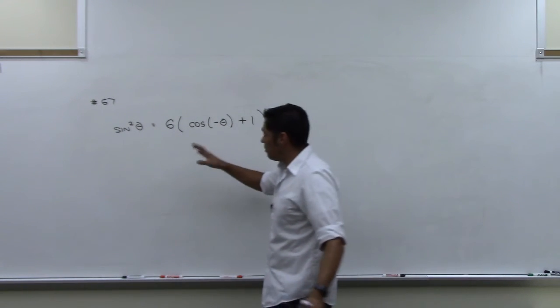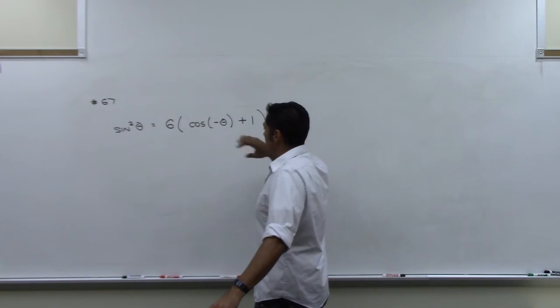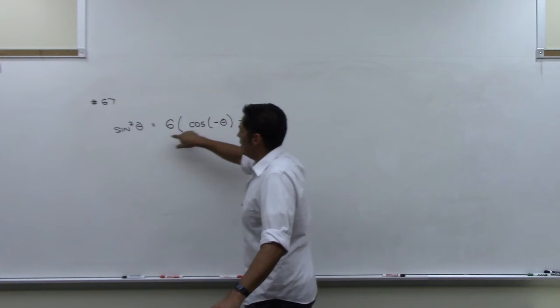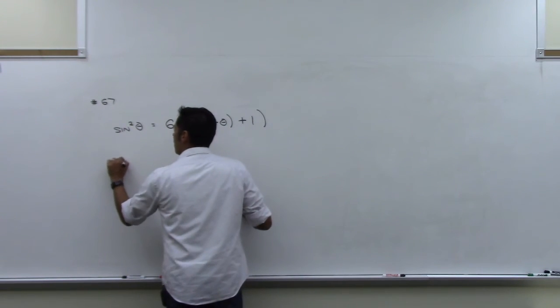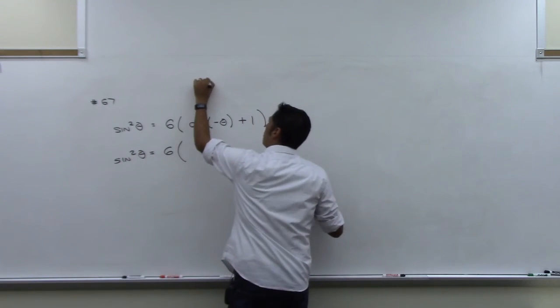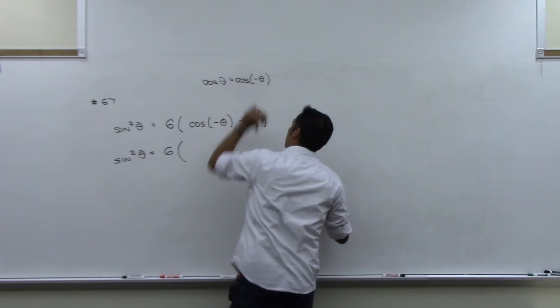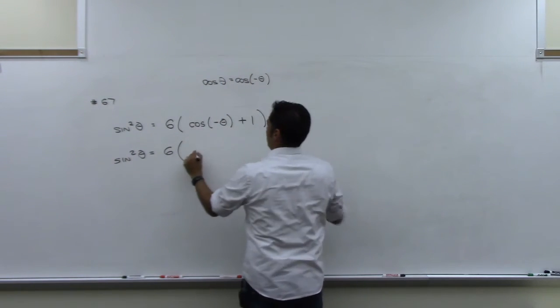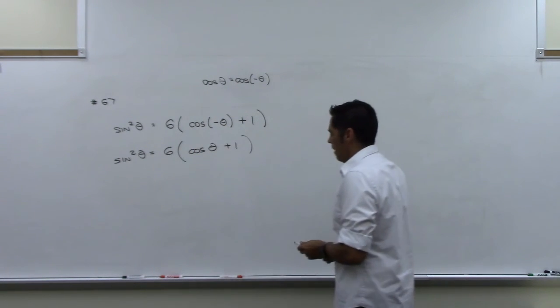This should already throw you off, the fact that you got sines and cosines mixed together. But the argument here is negative theta, and here the argument is positive theta. So before I begin, I'm going to use the even property of cosine and the fact that cosine theta is equal to cosine negative theta. We've talked about that in class. So I can just replace this with cosine theta, and it's still the same thing.